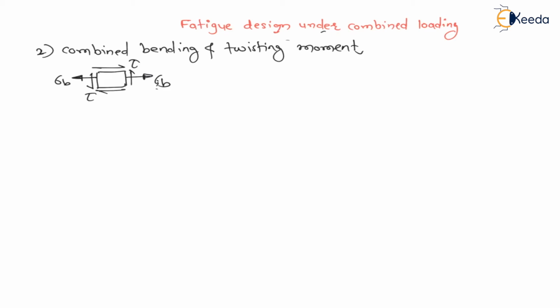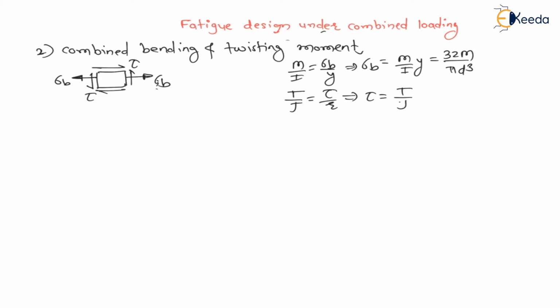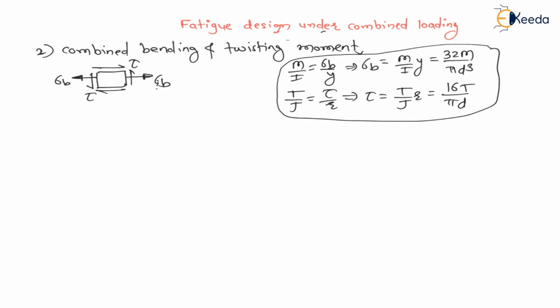As per the formula, M by I is equal to sigma b by y. From this formula you will get bending stress sigma b is equal to M by I into y. For circular shaft we have derived this formula as 32 M upon pi d cube, and from torsional equation, that is T by J is equal to tau by R, we will get torsional shear stress is equal to T by J into R. And for circular shaft we have derived this formula as 16 T upon pi d cube. If you don't know these formulas, you can go to the theories of failure topic to watch these formulas or their derivation, right? Now here we are deriving the formula for combined bending and twisting moment.